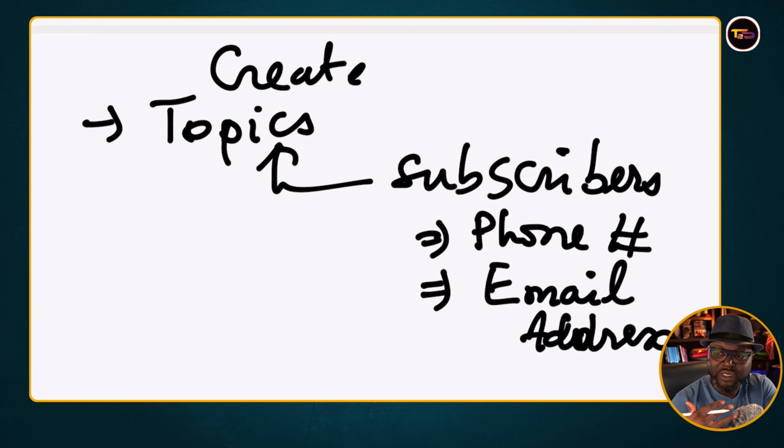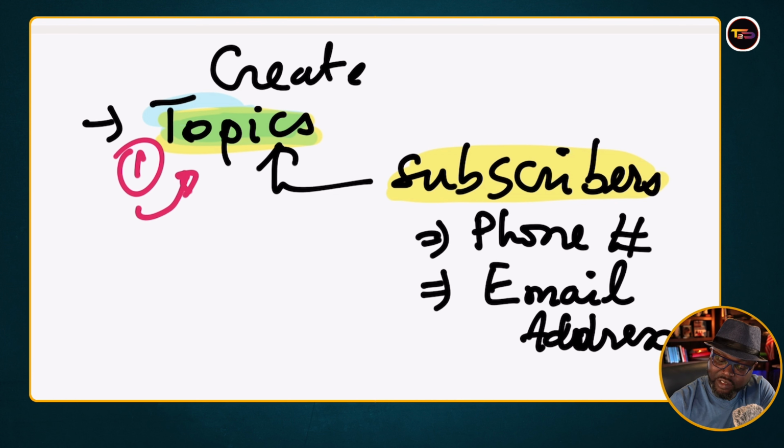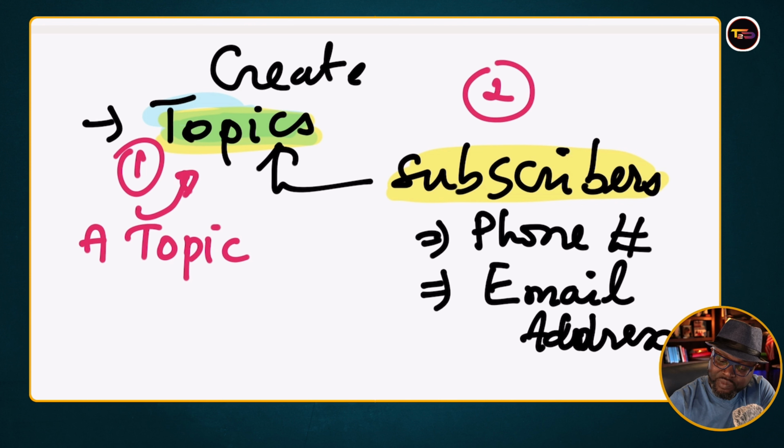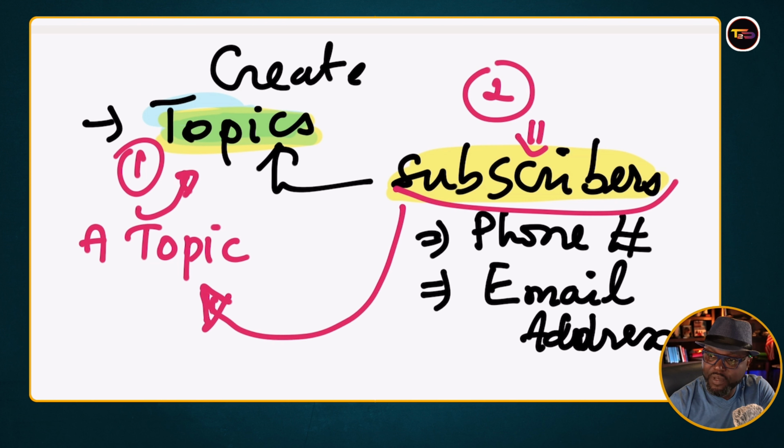All right, so this is what you do. First you create a topic. This is the first thing that you do. And then second, you subscribe to that topic. So that's the process. Number one, you create a topic. And then number two, you subscribe to the topic. So you have subscribers, and they'll be subscribing to the topic here.